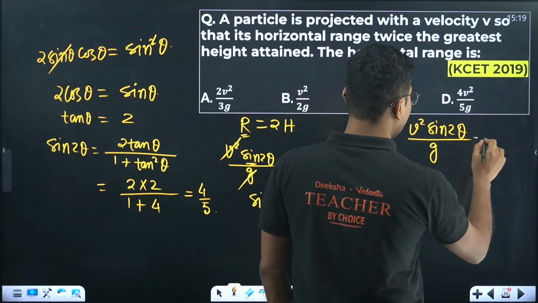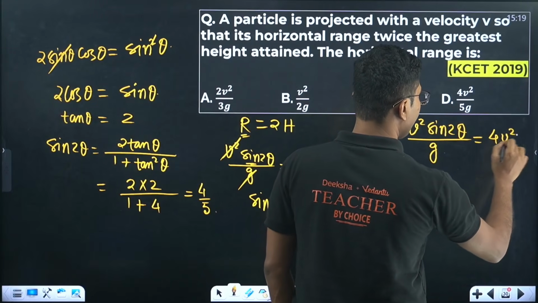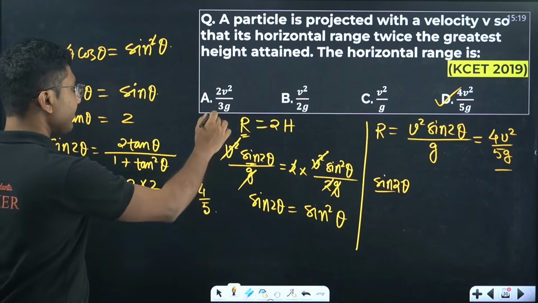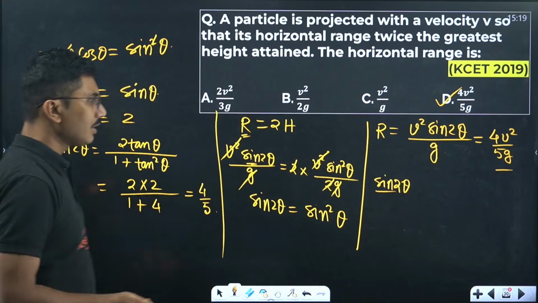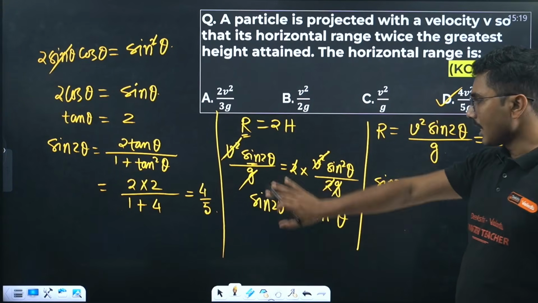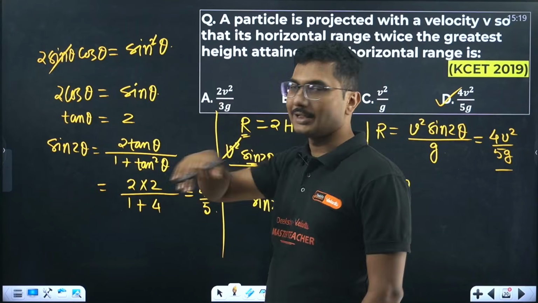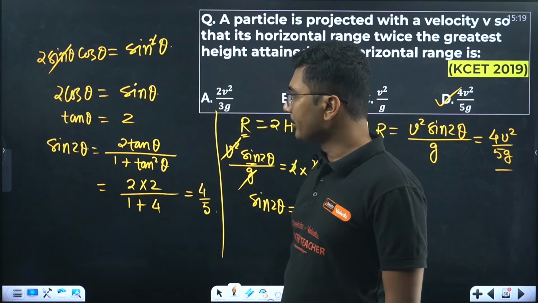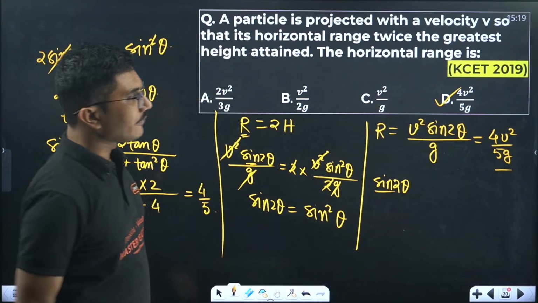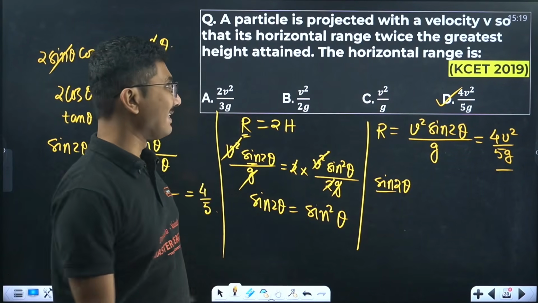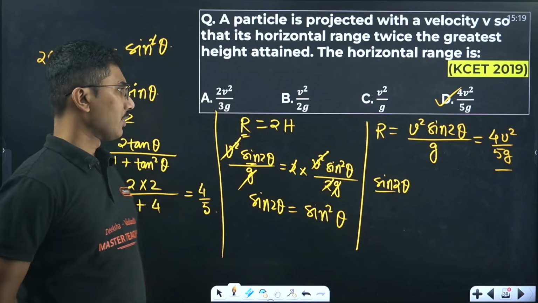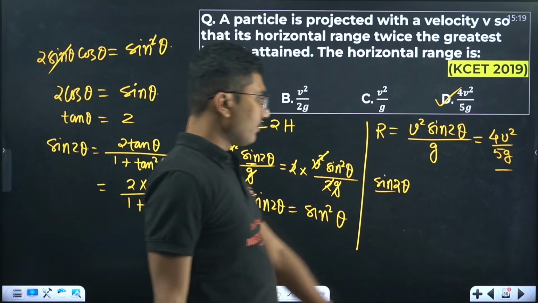So we can write this as 4 v square by 5g. Some trigonometry and some physics combined together, basically we are solving it. The problem is simple: this much is physics, and from here onwards it is basically trigonometry. Sine 2 theta is equal to 2 tan theta by 1 plus tan square theta. If you put that value, you will get the result. So the horizontal range is 4 upon 5 v square by g. So this is the end of today's lecture.